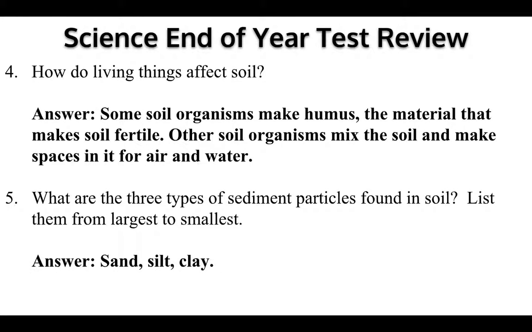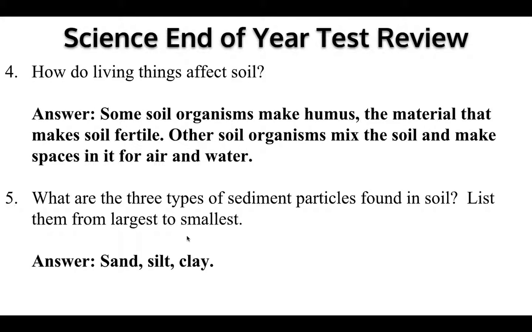All right, going back to that last question real quick. Soil organisms such as worms are eating leaves and other material, and they're also pooping in the soil. And that is what contributes to humus, and that is what makes soil fertile, this organic material.